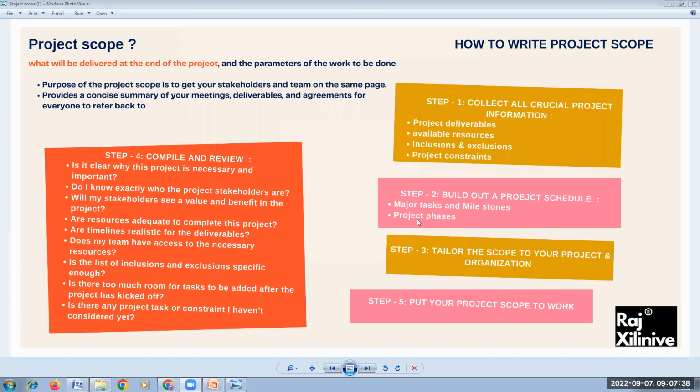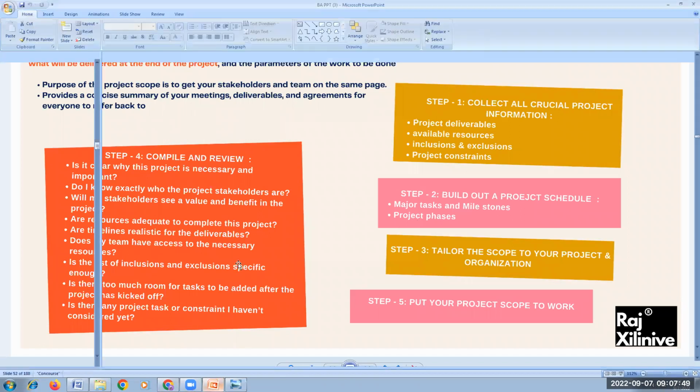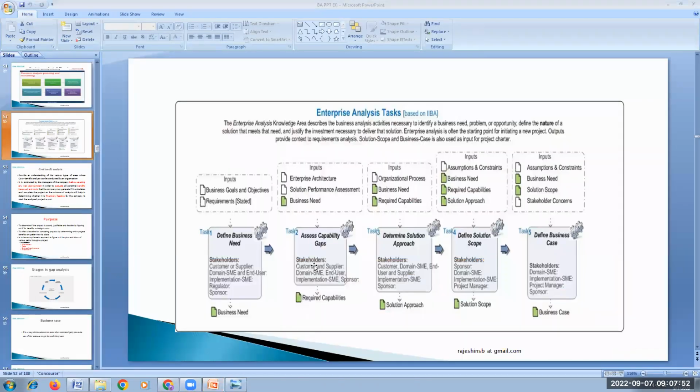No, enterprise analysis is different. This is for the question from Ashima. Enterprise analysis and gap analysis have a slight variation, because gap analysis is a part of this, right? Here you can see determining the solution approach, assessing the capability gaps. This is where generally gap analysis comes into the picture. So gap analysis is a part of it. It is not two different things. Gap analysis is a part of enterprise analysis. Whenever you are assessing the capability gaps, gap analysis comes into the picture. I think you understood, Ashima, right?